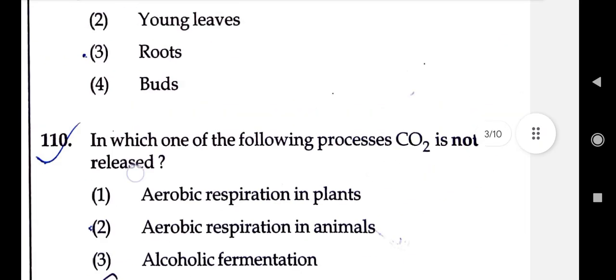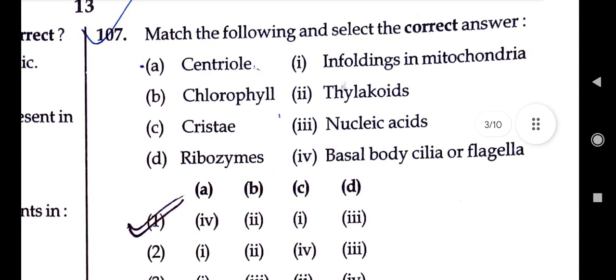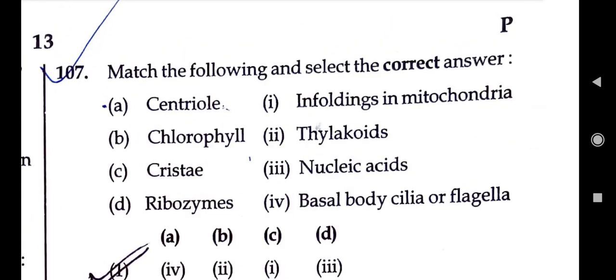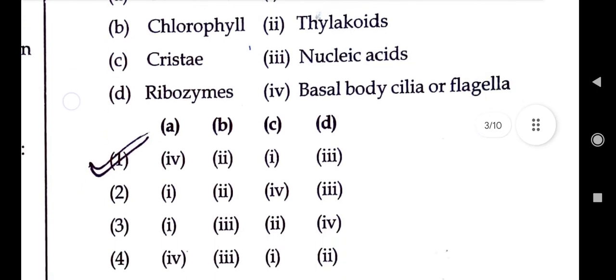So let's see question number 107. Match the following and select the correct option. Let's see, students. Option A given, centriole. Option I, infolding is mitochondria. B, chlorophyll. Option 2, thylakoids. C, cristae. Option 3, nucleic acid, ribozyme. Basal body, cilia or flagella. So you have to see very carefully which option is matching with which. Okay, so by matching this, option 1 is the correct option. Option 1 is the correct answer.